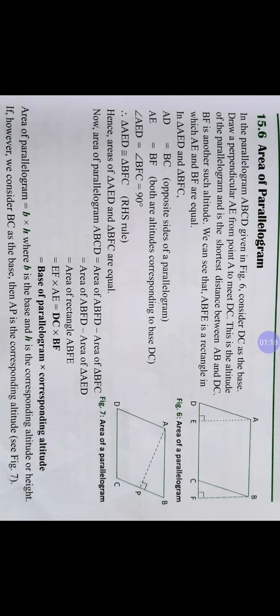Likewise, for the second diagram we can make two perpendiculars also. Here one is AP, and we can also make another perpendicular from point D, for which we have to extend line BC. So we can have four perpendiculars in our parallelogram, depending on our base.